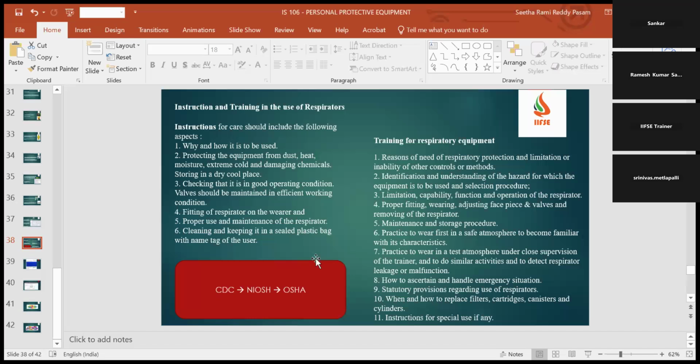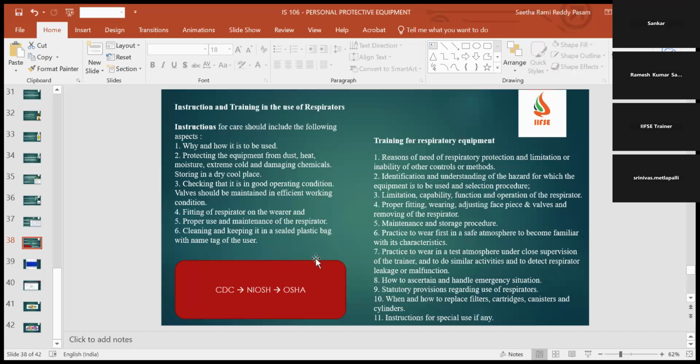Then limitation, capability, function and operation of the respirator. So their limitations, that is, up to what extent, and also capability, which means their capacity and function. So the working mechanism also we have to explain. Then proper fitting, wearing, adjusting the face piece, and also valves, and also removing the respirator. So this is about usage, and also how you are going to wear it. Those kinds of precautions also we have to give.